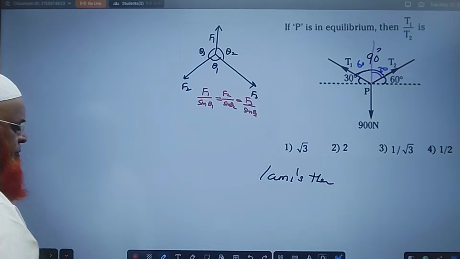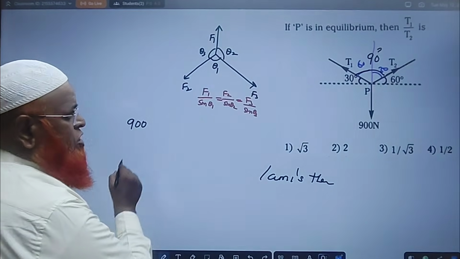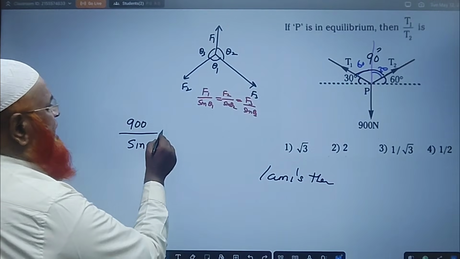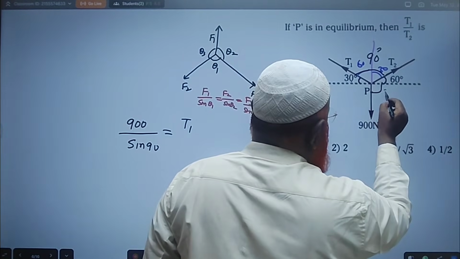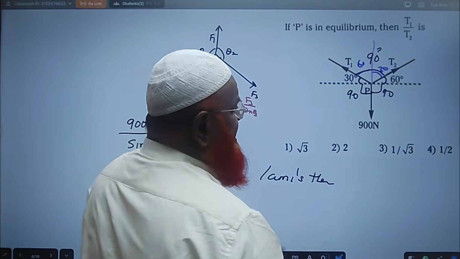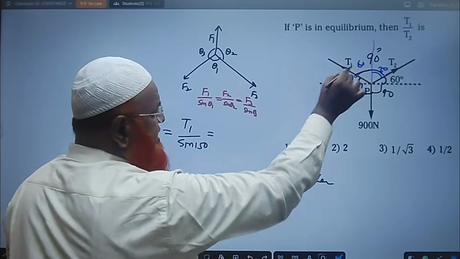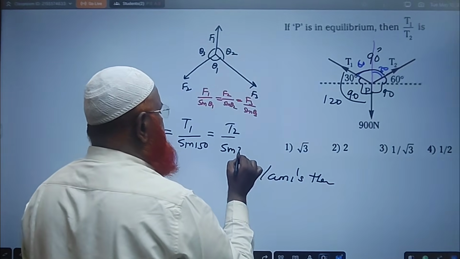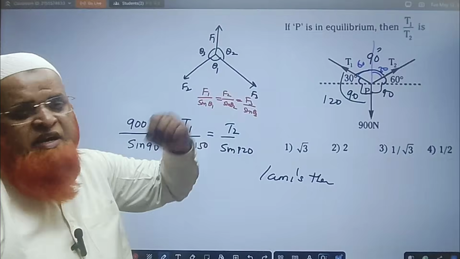Now just see, I will apply Lami's theorem here. I will write that 900 is the force acting downwards, and exactly opposite is 90 degrees, sine 90. And then tension T1 is acting, and this is 90, this is also 90. So 90 plus 60, the angle opposite to T1 is 150. So T1 divided by sine 150 is equal to T2 divided by sine 120, since the total angle is 120. And what he's asking us to find is tension T1 by T2.